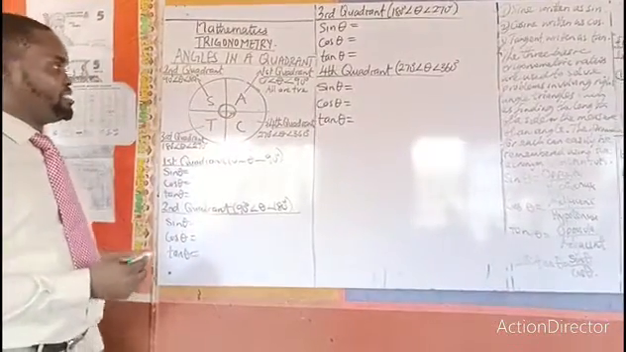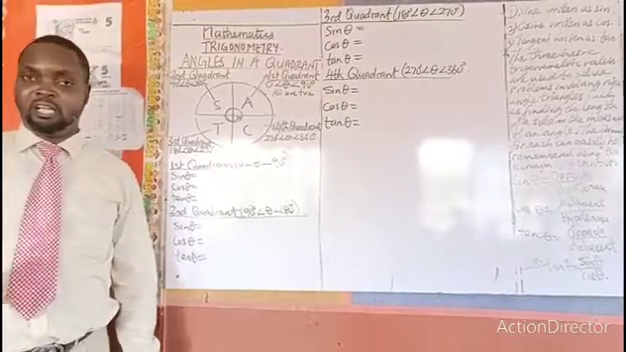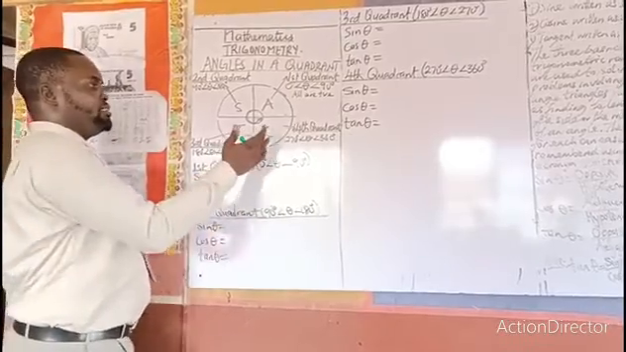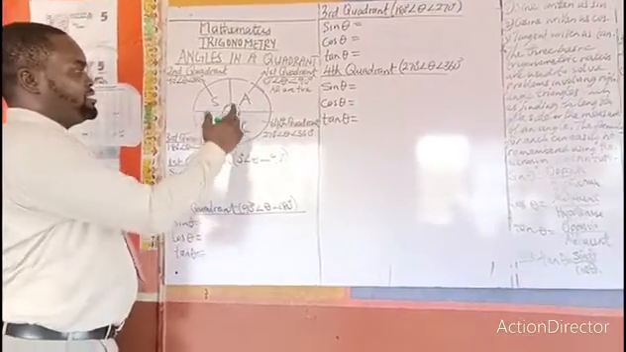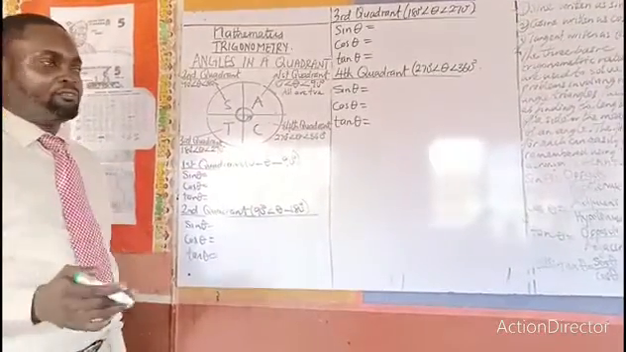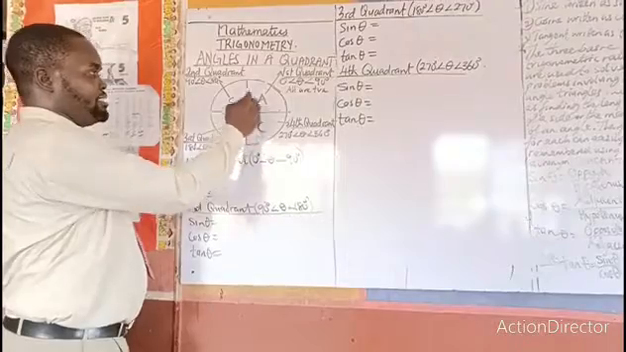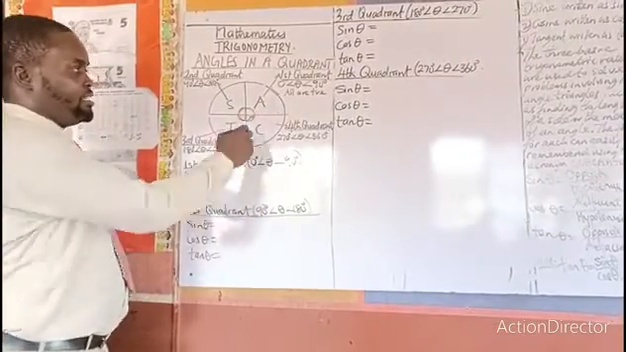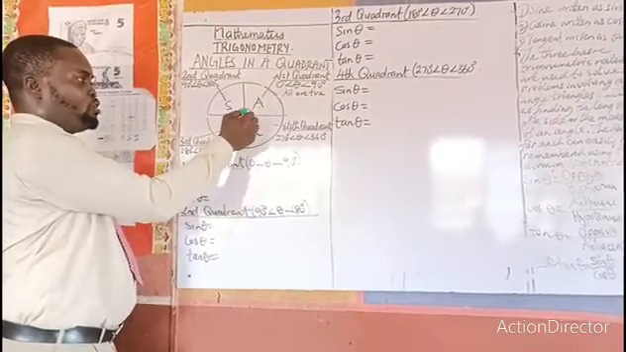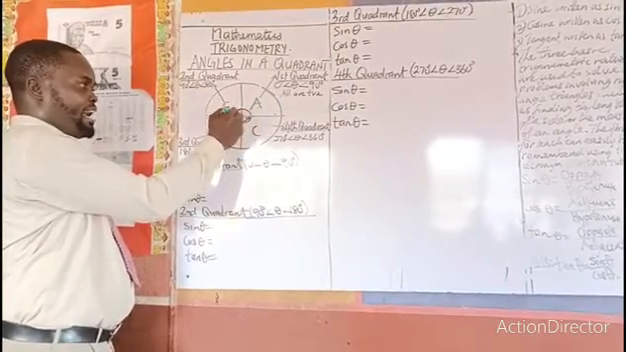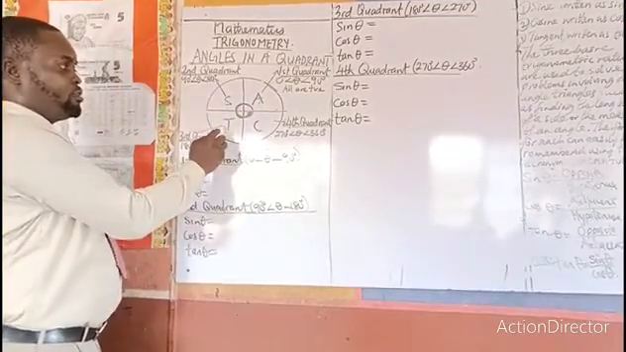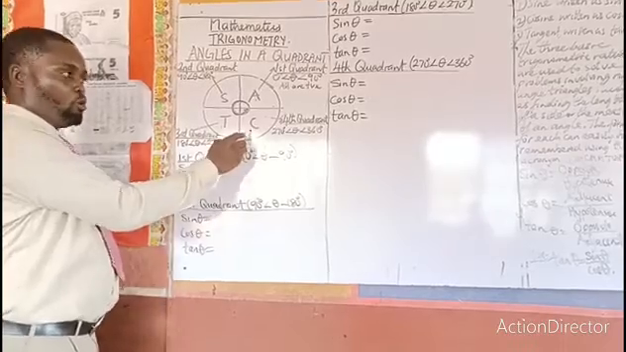Now a quadrant is just 1/4 of a circle. That means a circle divided into what? 4. Now, why do we divide into quadrants? Because the laws that govern each section of that quadrant are different. From this diagram, you can see that the quadrant starts from this place. So this is the first quadrant, and it goes in an anti-clockwise direction like this. So we have the first quadrant, the second quadrant, the third quadrant, and the fourth quadrant.